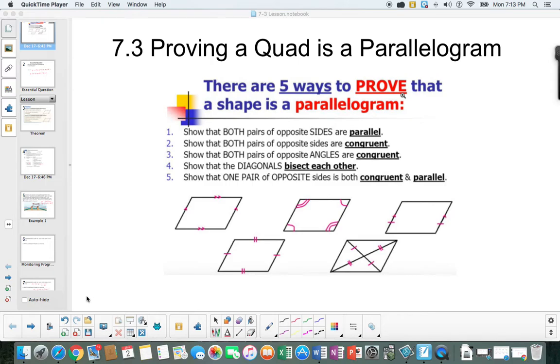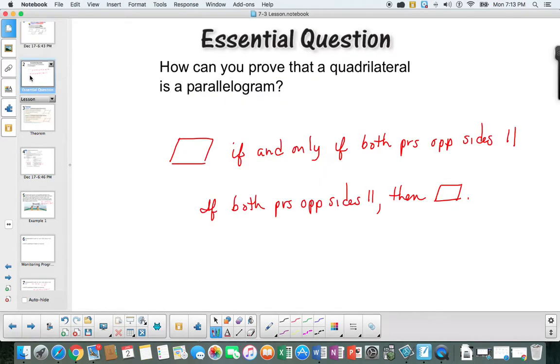7.3, proving a quad is a parallelogram. Essential question: how can you prove that a quad is a parallelogram? Let's go back to the definition. A parallelogram if and only if both pairs of opposite sides are parallel.